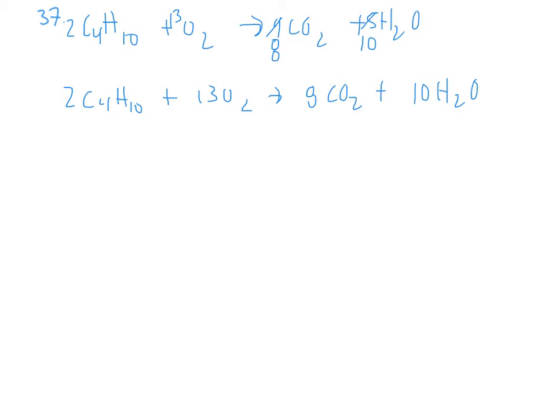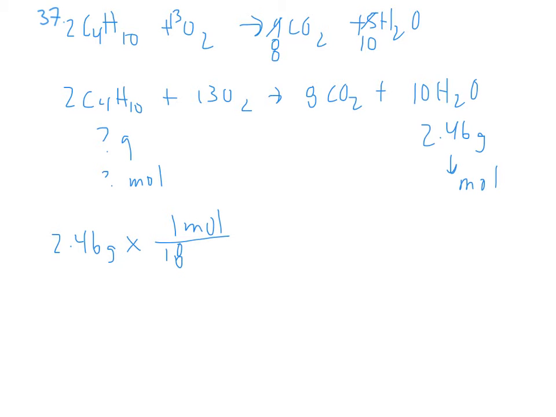And then B wants to know what mass of butane needs to be burned if 2.46 grams of water is recovered. So I need to know how many moles of water that is so I can predict my moles of C4H10 and then convert that to grams. So 2.46 grams of water divided by the molar mass of 18.02 is going to give me 0.1365 moles of H2O. My equation lets me know I get 2 moles of C4H10 for every 10 moles of H2O.